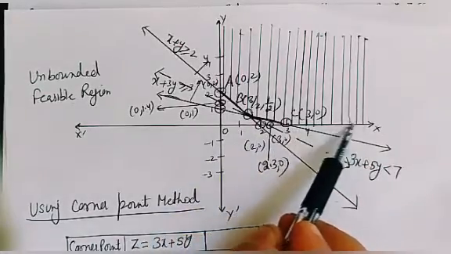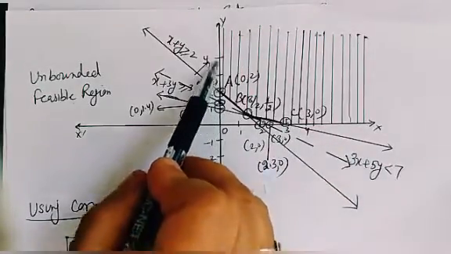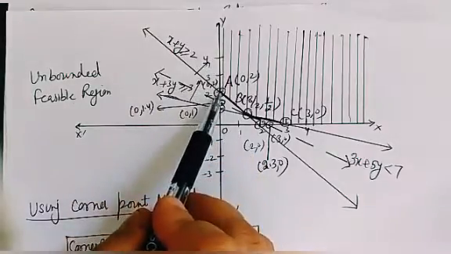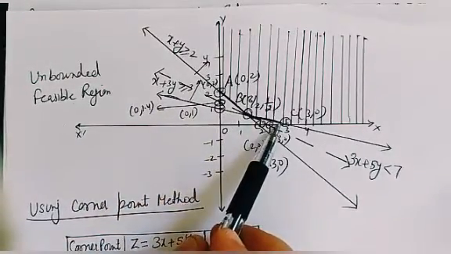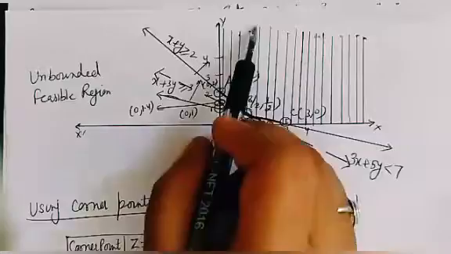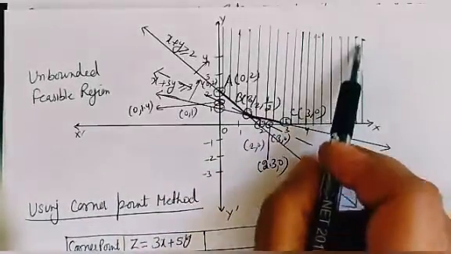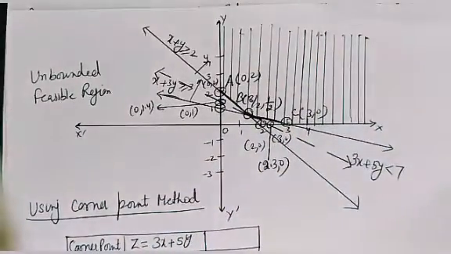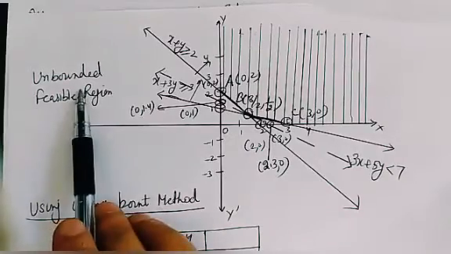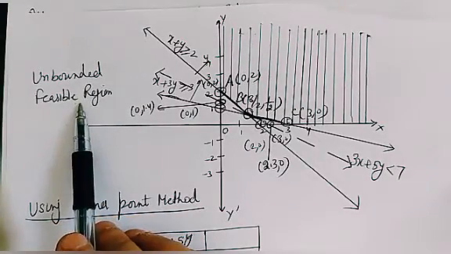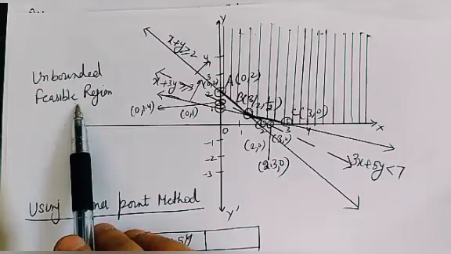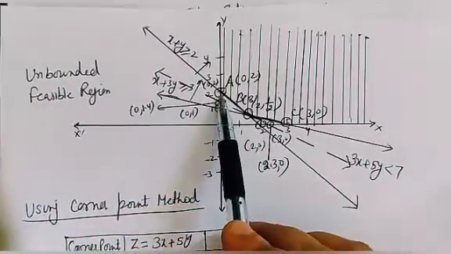And all the area in the first quadrant, including both portions of the line, this area is the required shaded portion or feasible region, and it is an unbounded feasible region. Okay. So let us see how many corner points are there.